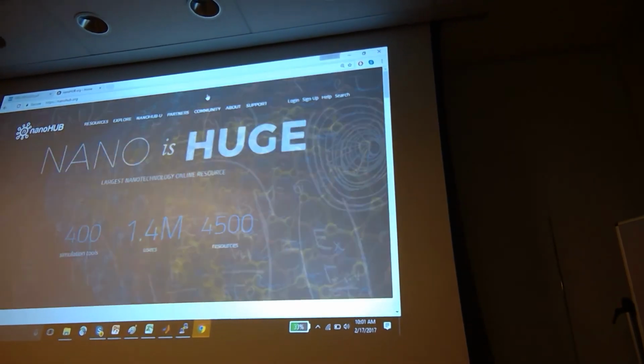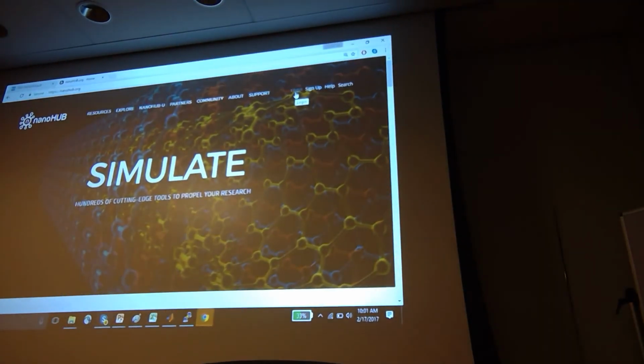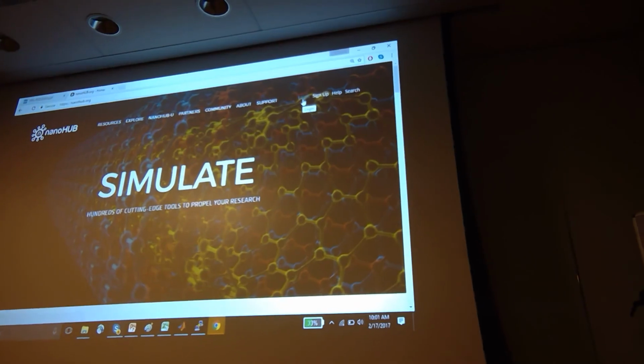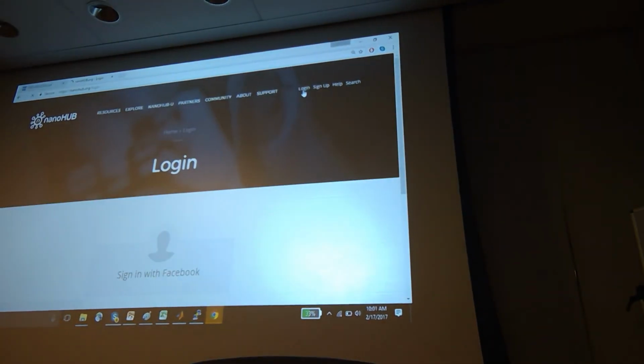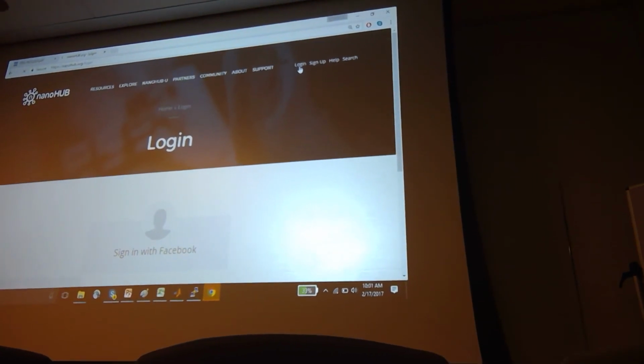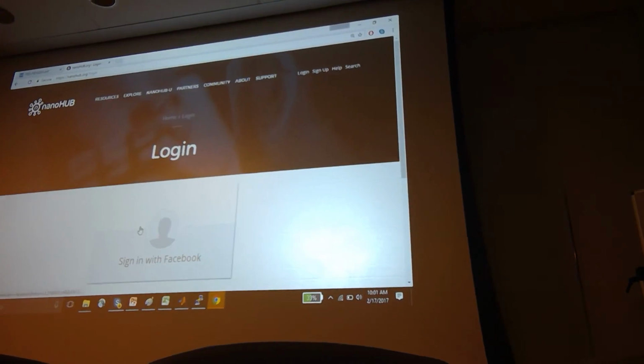Alright, so just go to nanohub.org, register with your Facebook account. They don't post anything on Facebook, so you don't have to worry. I think you can even register through your UCLA account. Oh, you can? Yeah. Oh, that's good, but just register.